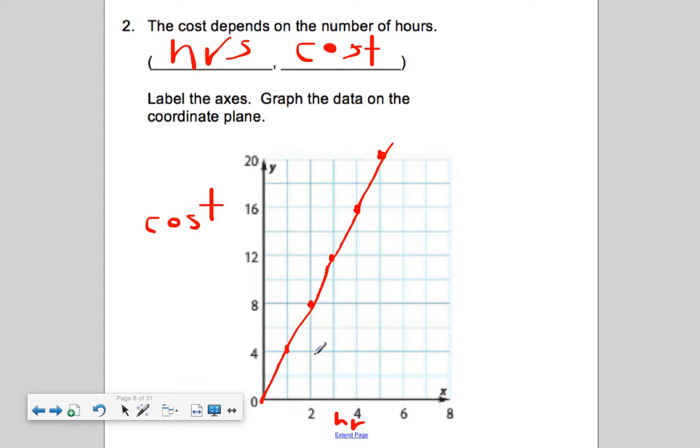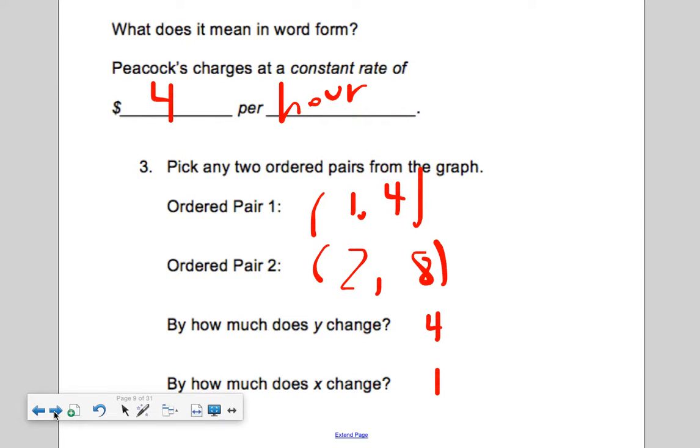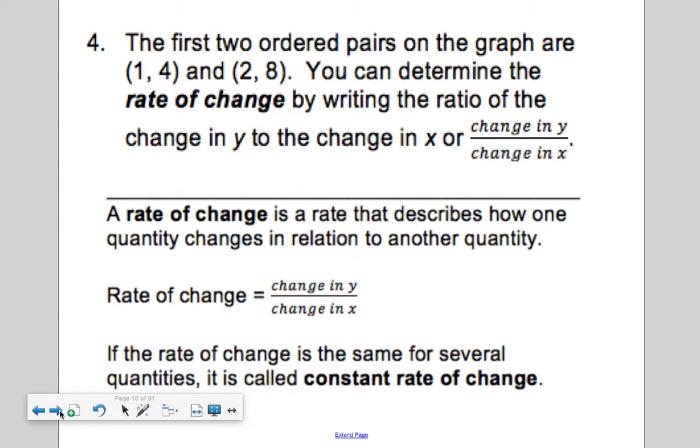You can also look at this. If you look at each ordered pair, it's changing by $4 every hour. So rate of change is change of y over change of x. So y is changing by 4, x is changing by 1. So it's changing by $4 for every hour.